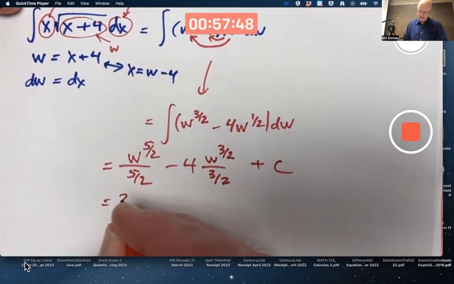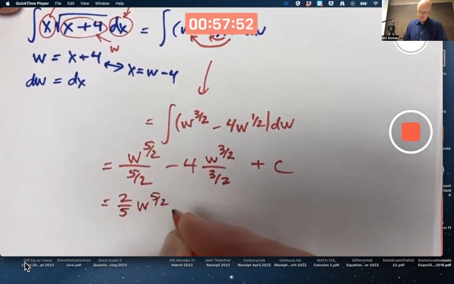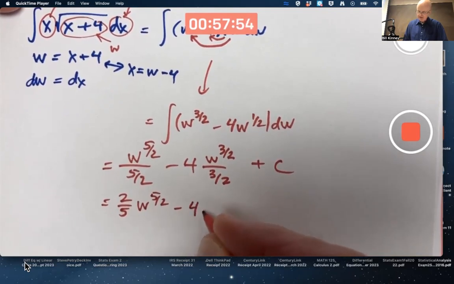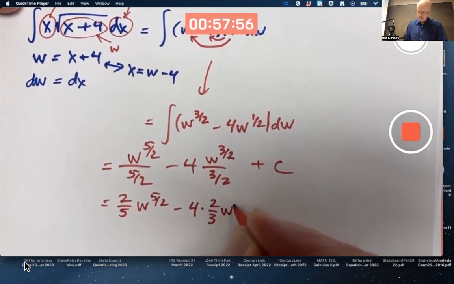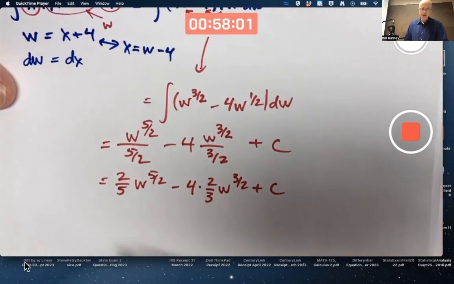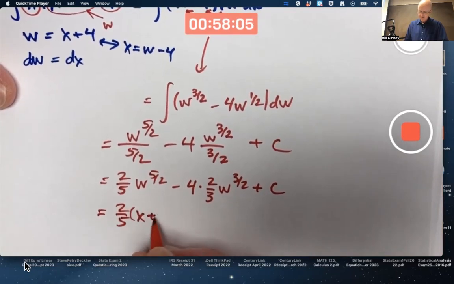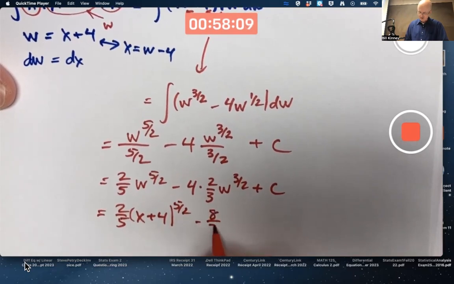Dividing by 5 halves is the same as multiplying by 2/5. Dividing by 3 halves is the same as multiplying by 2/3. Replace w with x plus 4. We get 2/5 (x plus 4) to the 5 halves minus 8/3 (x plus 4) to the 3 halves.